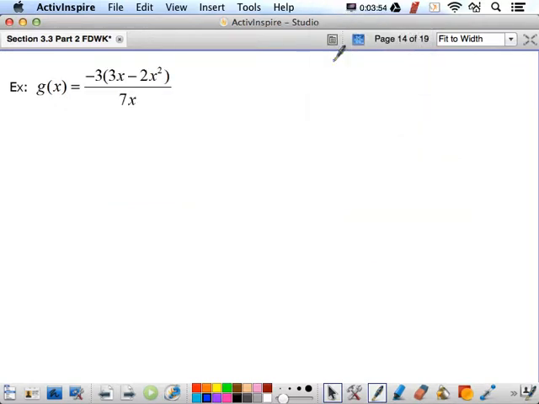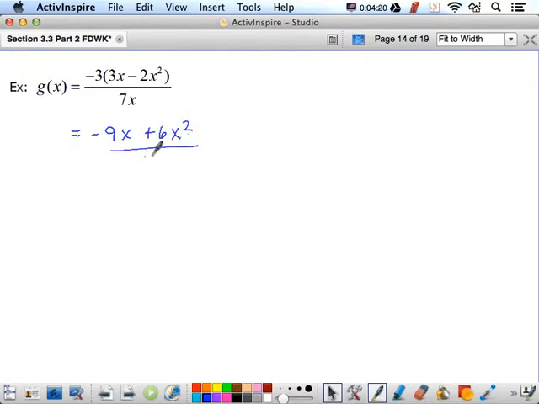For this example, we have g of x equals -3 multiplied by 3x minus 2x squared, all divided by 7x. And the very first thing I'm going to recommend is get rid of those parentheses. And before you do anything, just deal with that -3. We don't want to have multiplication and division going on. So we're going to go ahead and distribute the top. And we have -9x plus 6x squared.